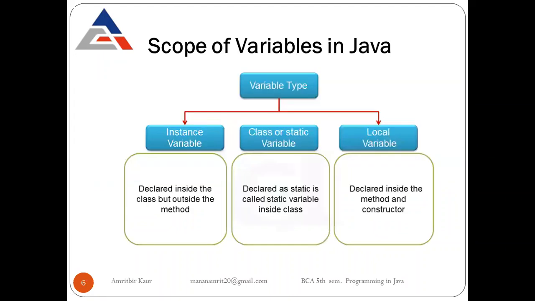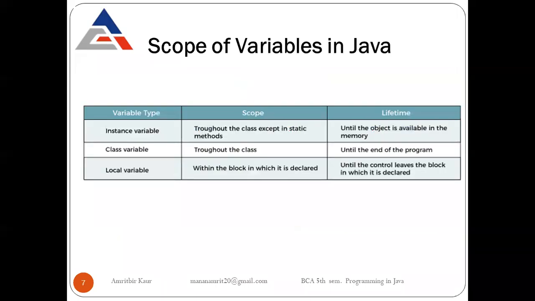First one is the instance variable. It is declared inside the class but outside the method. Its scope is throughout the class. We can use it in the class except in static methods, so we cannot use it in static methods. The lifetime of an instance variable lasts until the object is available in memory. Because our instance variable is associated with objects, its lifetime depends upon the lifetime of the object. When the object is destroyed, the instance variable will be destroyed.